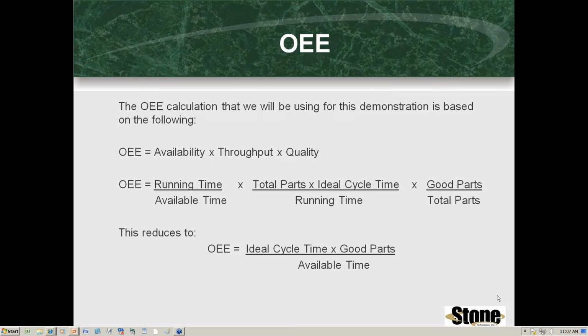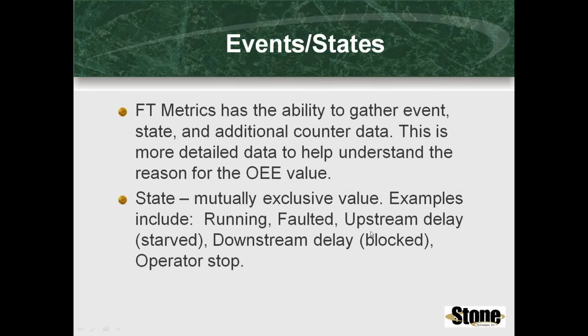And then your quality calculation is looking at your good parts divided by your total parts. If you reduce that down, it becomes your ideal cycle time times your good parts, divided by your available time. Throughout this presentation, we'll be talking about those individual pieces, and we're also going to start talking a little bit about what can impact those different pieces of the calculation.